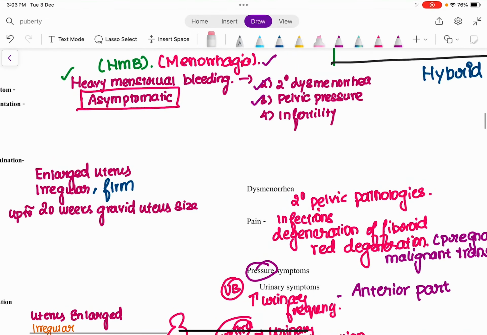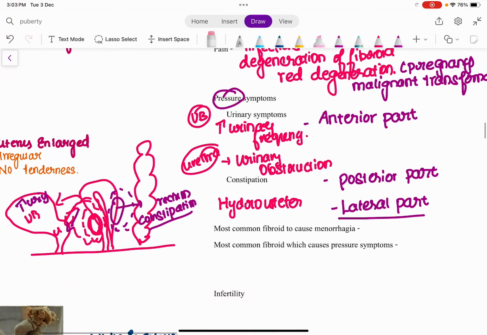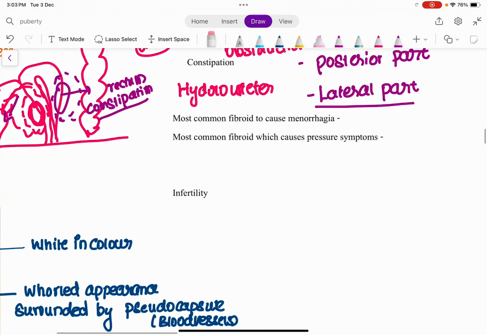So this was all about the symptom complex. The most common symptom was menorrhagia, followed by secondary dysmenorrhea, and then we discussed the pelvic pressure: anterior part, posterior part, and the lateral part. Clear? Now we have a quiz for you. The most common fibroid to cause menorrhagia is what fibroid?